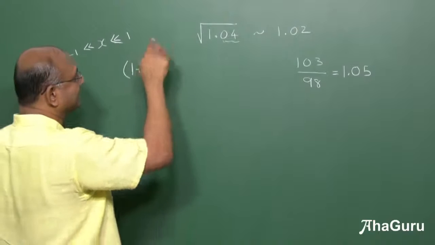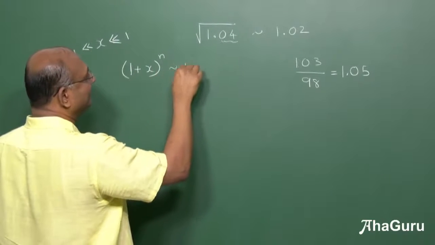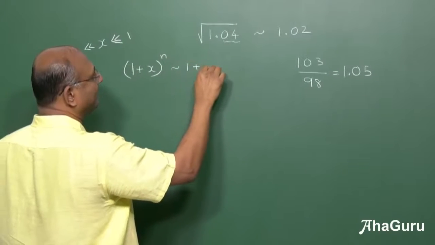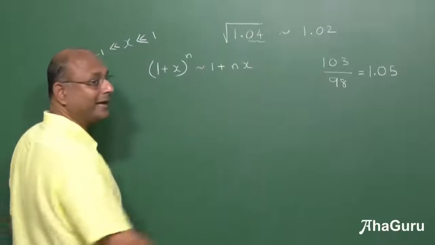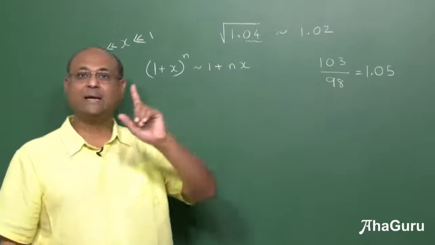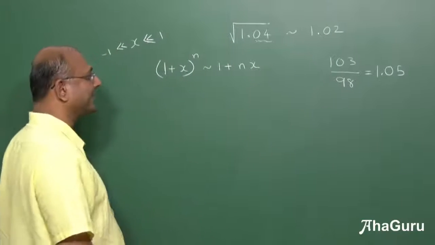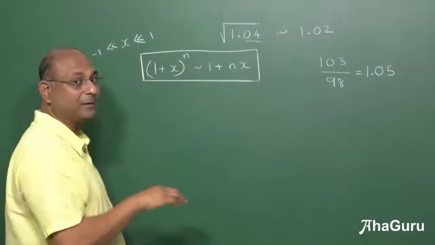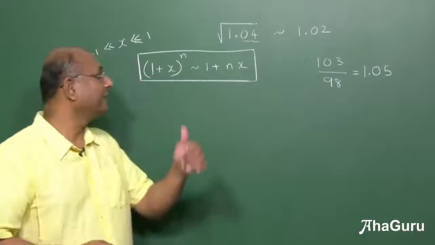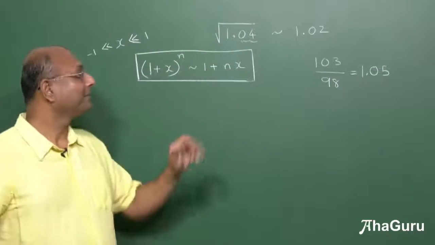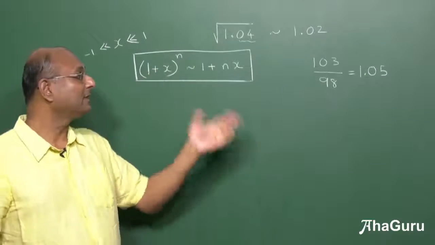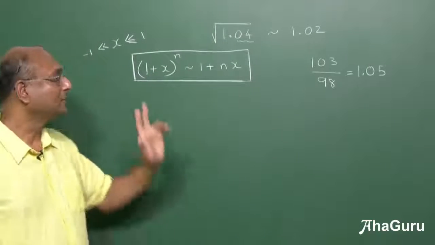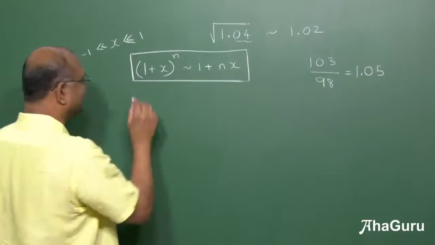When you have (1 plus x) to the power of n, the value is approximately 1 plus n into x. 1 plus n into x. 1 plus nx. Keep this in mind. You will find that this is extremely useful in many places. When later you're learning limits, you will find that this is extremely useful. It's very useful for calculations. It's very useful for lots of stuff. So let us first start off by looking at what this means.